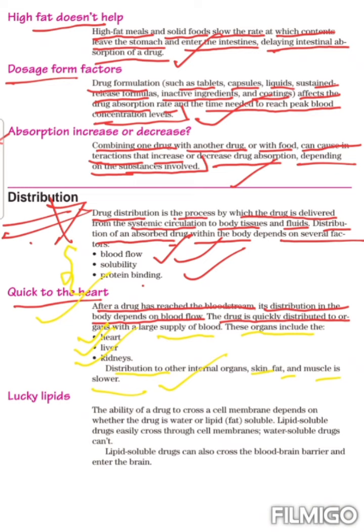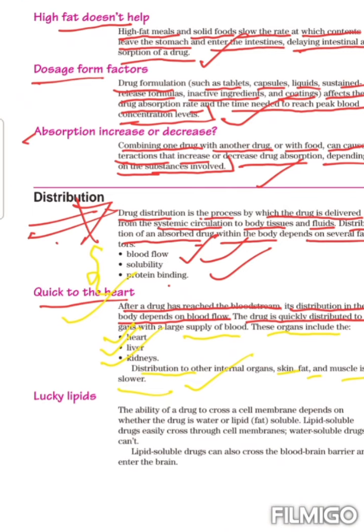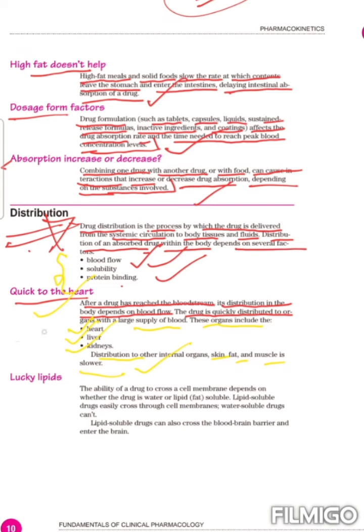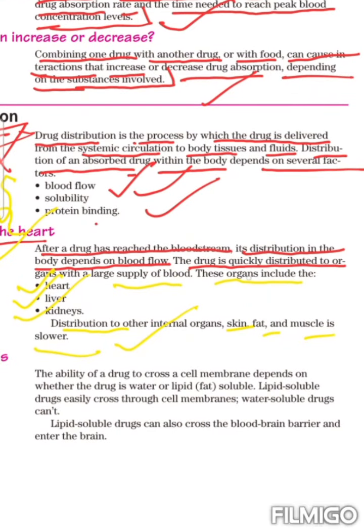Okay, now let's start with the details of distribution. The factors involved in drug distribution are blood flow, solubility and protein binding. Here we can see "quick to the heart." After a drug has reached the bloodstream, its distribution in the body depends on blood flow. The drug is quickly distributed to organs with a large supply of blood. These organs include the heart, liver, kidney. Distribution to other internal organs, skin, fat, muscles is slower.